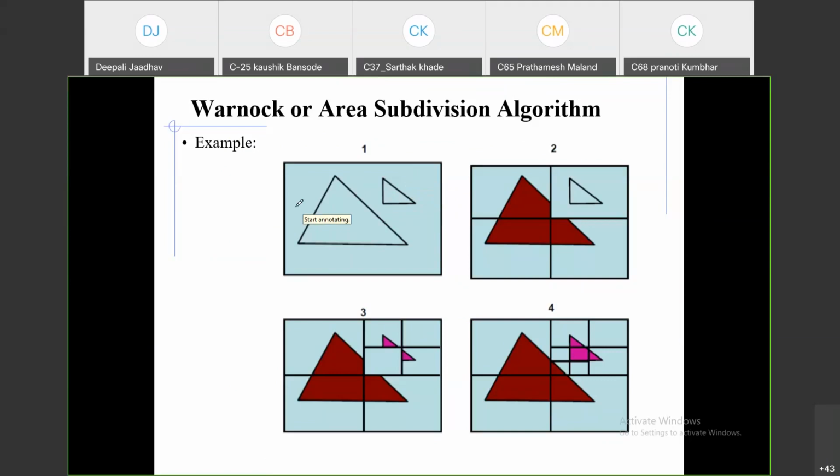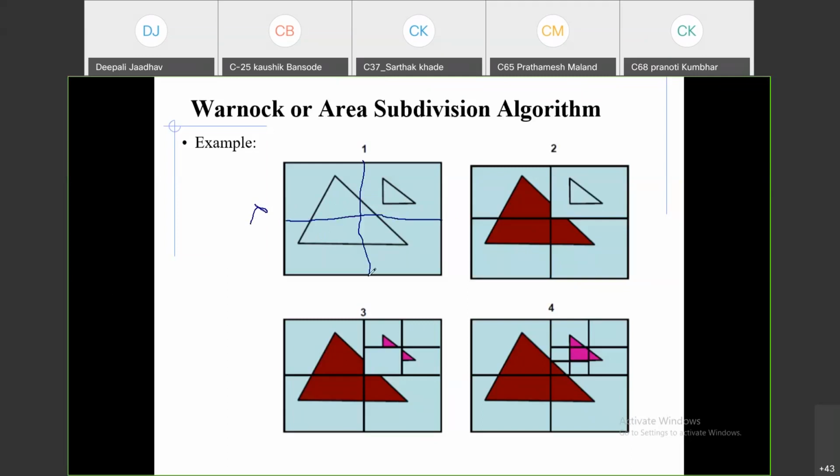Now these 2 triangles, first we need to divide them into subparts. Initially, can we give the same color to all of this? No. Why? Because these 2 surfaces are inside the area, and that's why we cannot give the color of the polygon as it is. Initially we give the background color and we need to divide it into parts.